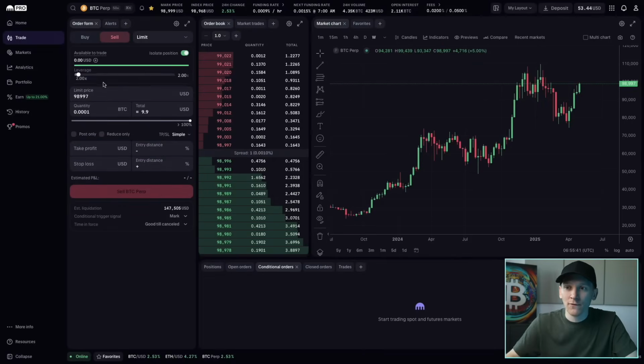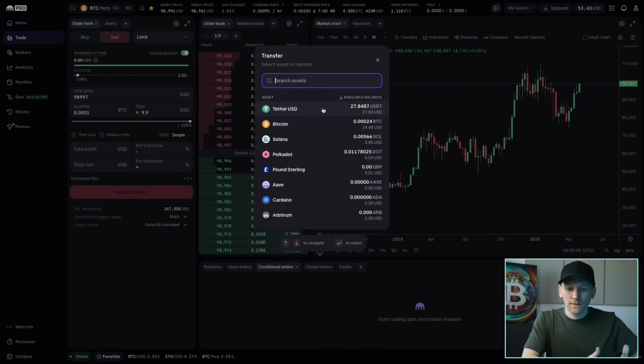In order to get assets into your futures trading account, go up to the top left of the order entry screen here and press this plus button. You'll see that there's a spot trading account, which is where your assets are held, and you own those, and you can withdraw them from the platform if you want. But if you want to trade in futures, it's a different account.